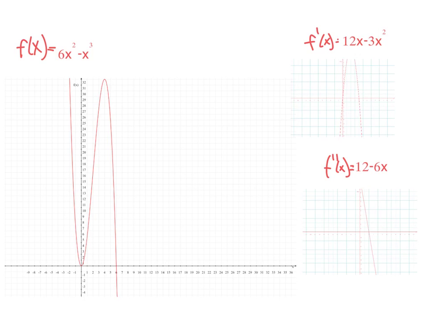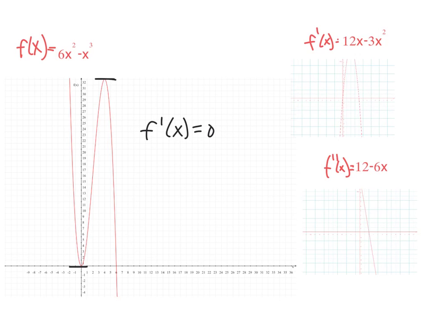It looks like we have horizontal tangents, sorry, we've got horizontal tangents at 0 and at 4, which coincides with where we found f prime of x to be equal to 0.